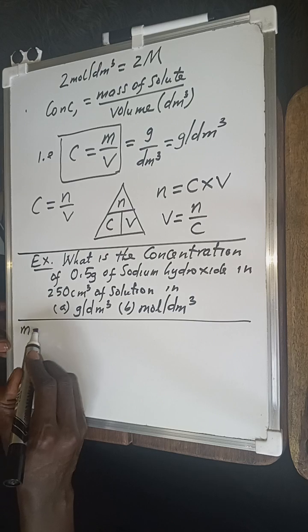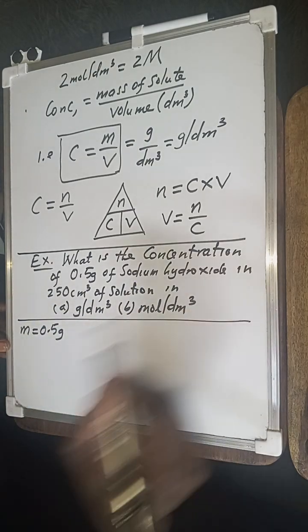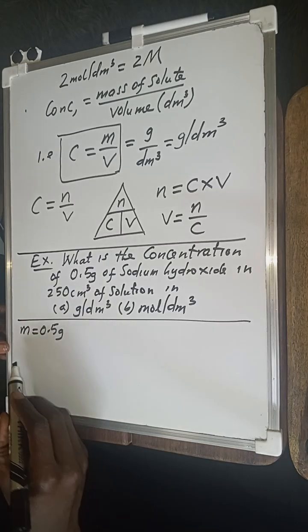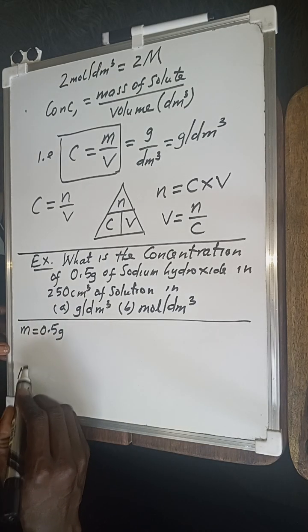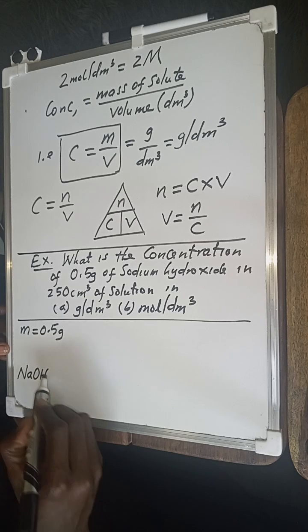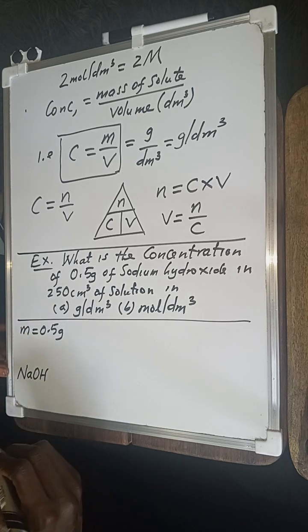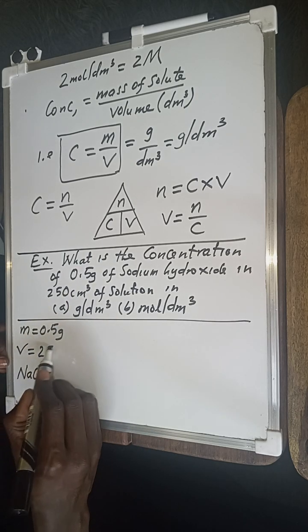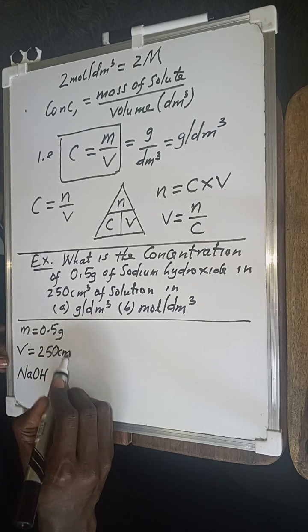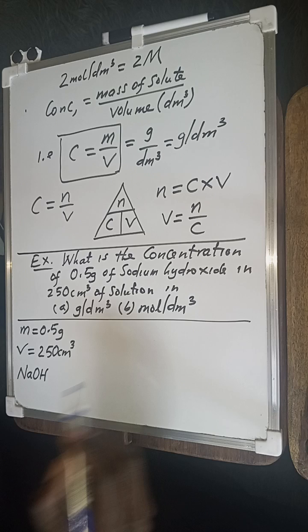Well, they have given you the mass according to the data, which is 0.5 of sodium hydroxide. Remember, the proper formula for sodium hydroxide is simply NaOH. So you need to find the MR, the relative molecular mass of this one. But they have also given us the volume. They are telling us 250 cubic centimeter of that. So remember, you need to convert that. How do you convert that?